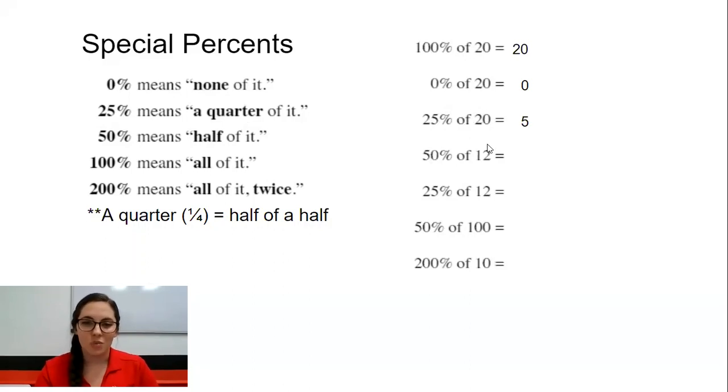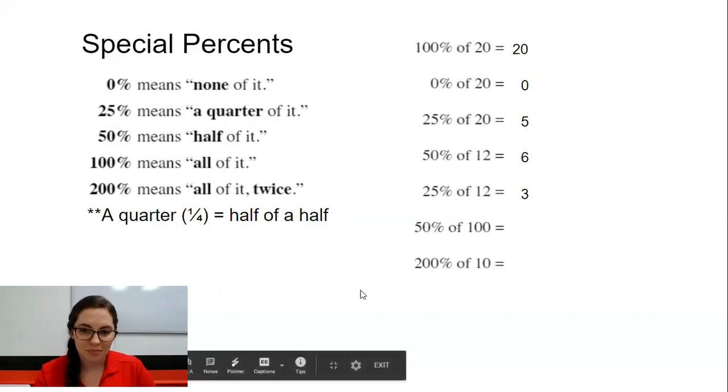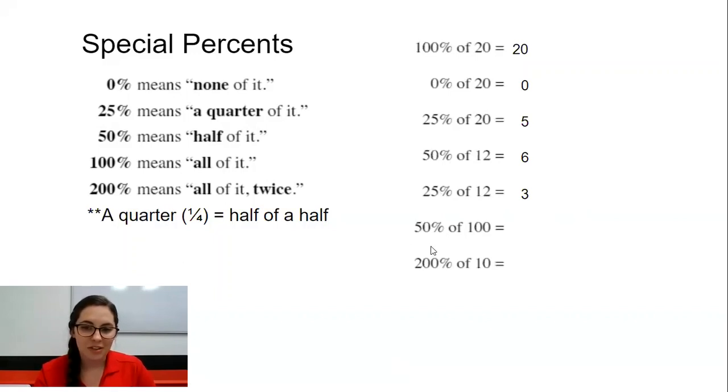Now 50% of 12, 50% is half of it. So half of 12 is going to give me 6. Now 25% of 12 is half of a half. So half of 12 was 6, and half of 6 is 3. So 25% of 12 is 3. 50% of 100, 50% is half of it. So half of 100 gives me 50. And the last example is 200% of 10. 200 being all of it twice, so I'm going to have 2 10s, which gives me 20.